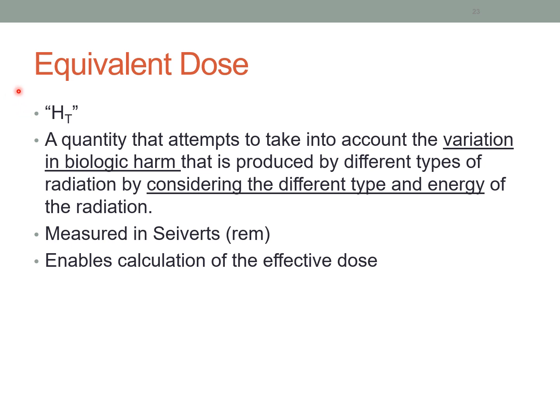So equivalent dose, these are important terms you'll need to know. A quantity that attempts to take into account the variation in biologic harm that is produced by different types of radiation by considering the different type and energy of the radiation, measured in sieverts, or the old term, which is REM. On your Landauer reports, it'll probably be listed as both sieverts and REM. It enables calculation of the effective dose. So this helps the radiation safety officer, or anyone, calculate the dose that a person would get working in the field or as a patient. Like if you're a cancer patient, they want to know how much radiation you're getting.